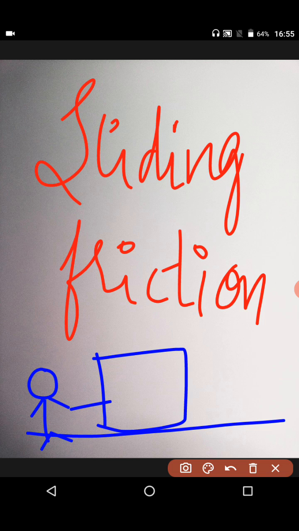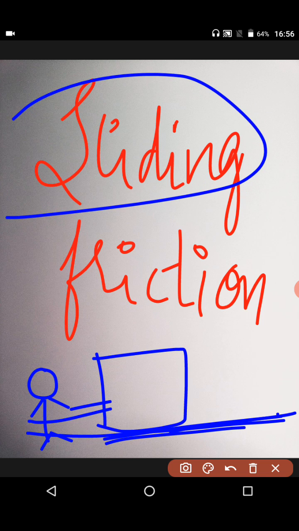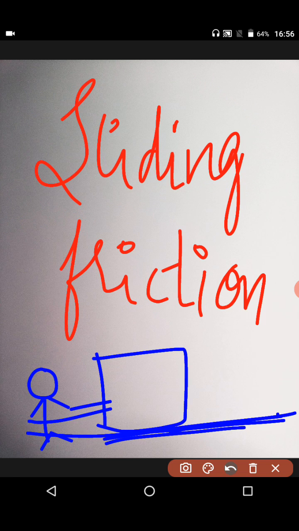What you will do, you will push it, so it is sliding on one another. If the object is sliding on another surface, it is called sliding friction. That's all. That is a simple definition of sliding friction. And there are some points on sliding friction. Let's discuss that also, because it would be helpful.